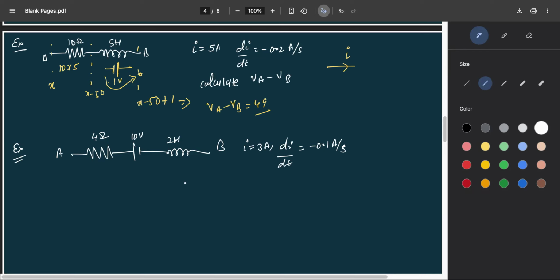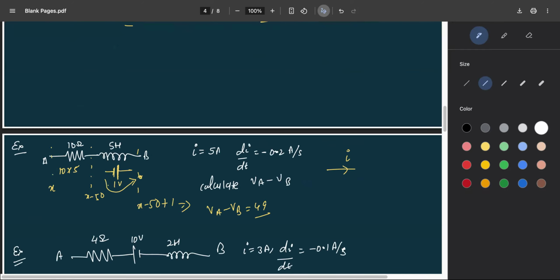Just try it once in a similar way you did the previous one. The same way you have to do this also.